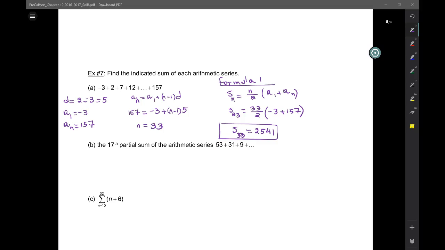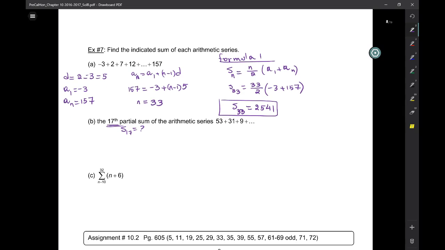Okay, so here, let's find the 17th partial sum. So that means I want S_17. What we just found, S_33, that's if you add negative 3 plus 2 plus 7 plus 12 all the way to 157. You add all those, you get 2,541. Wait, what is 2 minus negative 3? It's 5.